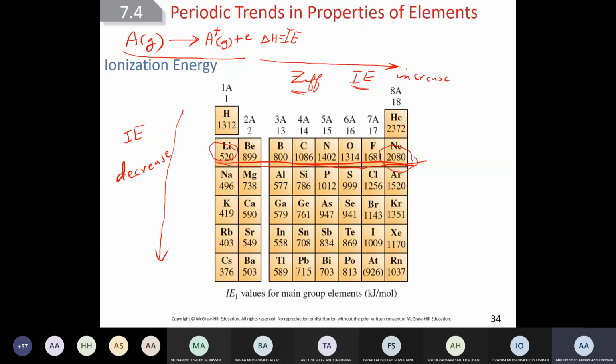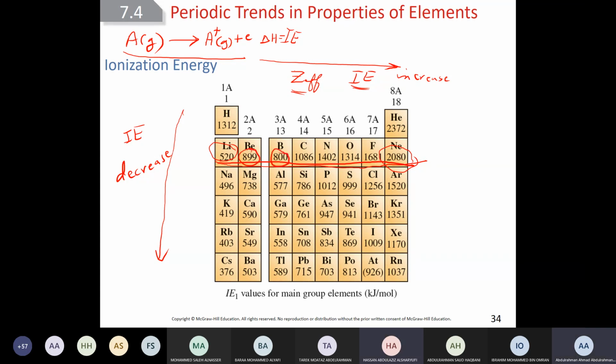And let's go back to going across in this period. Is it always increasing as you go across, or are there exceptions? There are exceptions, right? What are the exceptions? Be and B. Be and B, yes. Why is this an exception? Sulfur.